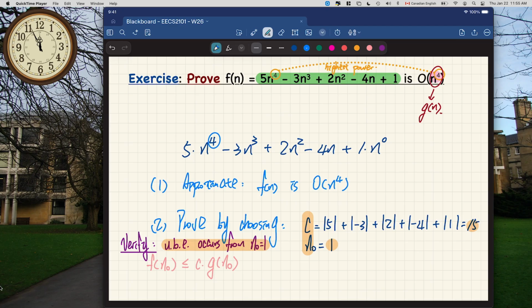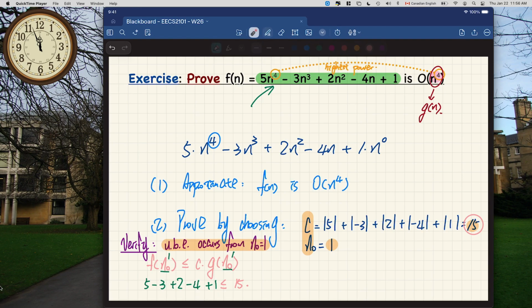And let's now plug in the numbers. F of n is here. And n0, in our case, is simply just 1. So if you say f of 1 right here, it's going to be 5 minus 3 plus 2 minus 4 plus 1, which makes sense because 1 to the power of 4, 1 to the power of 3 is simply just 1. That one, hopefully you're comfortable. And then we're checking to see whether or not it's less than or equal to the right-hand side. The c we have chosen is 15, right here.